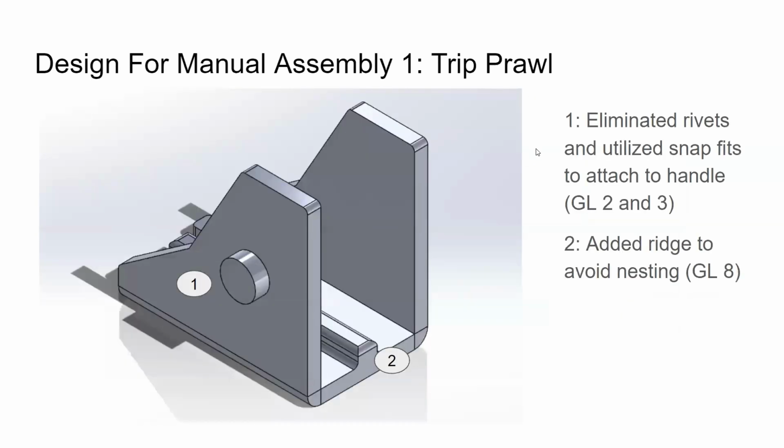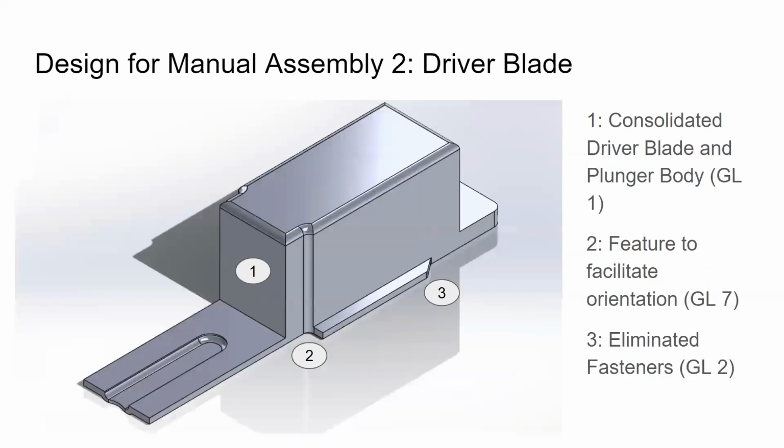So, design for manual assembly part one, sort of the new material. The first thing we did for the trip claw is we eliminated the need for rivets. We've now changed to snap fits, and then we've added a ridge to avoid nesting. Up next, we have the driver blade. We actually consolidated the driver blade and the plunger body into one single part. We've added features to facilitate orientation, to make it easier for whoever is assembling this to put it together.